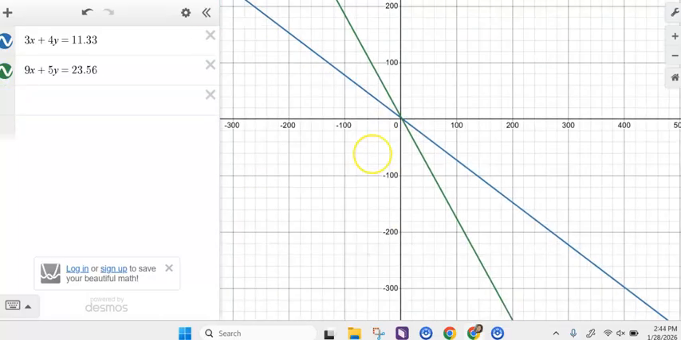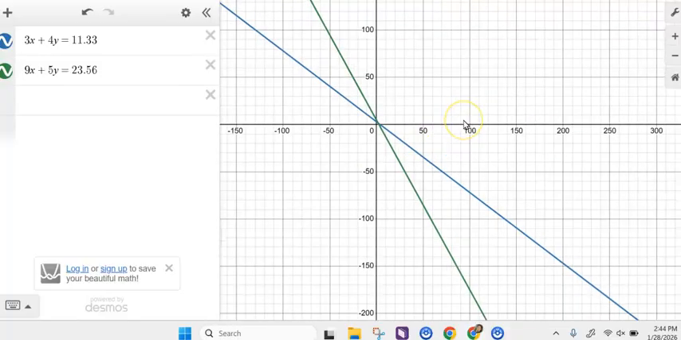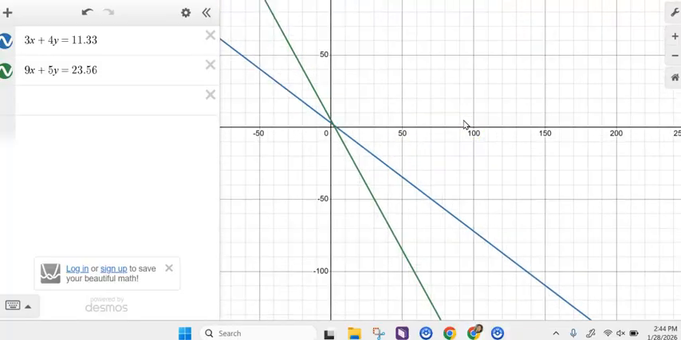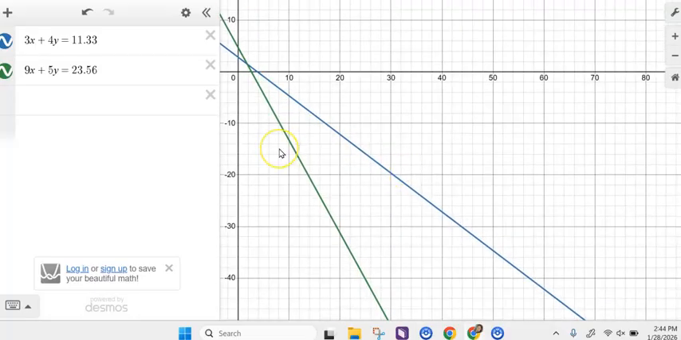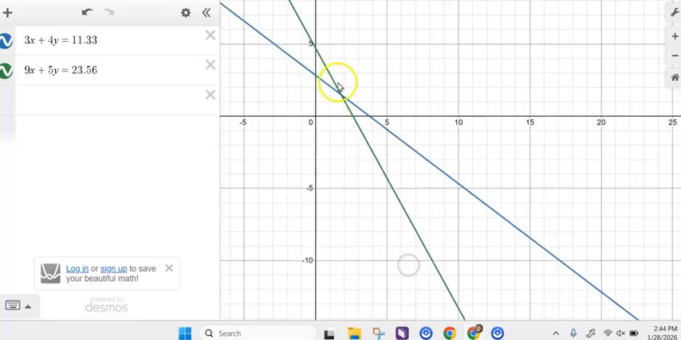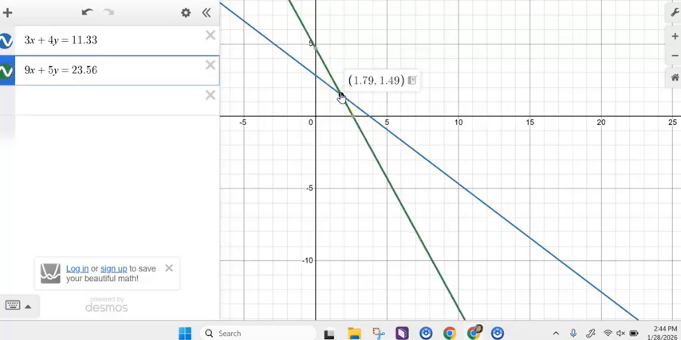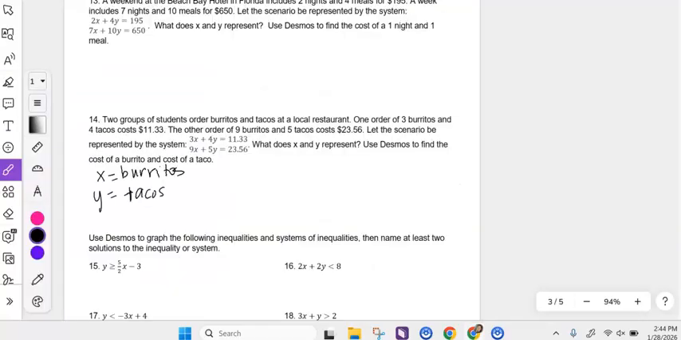So then, of course, I'm going to have to zoom back in because that looks like 0, 0, but we know that's not the case. So I'm going to zoom back in. And then that point is 1.79, 1.49. So one burrito equals $1.79 and one taco equals $1.49.